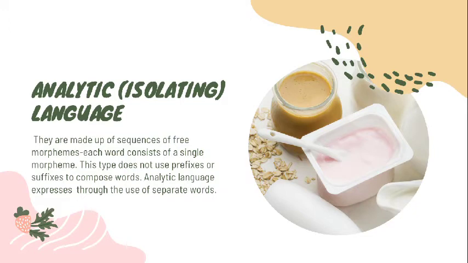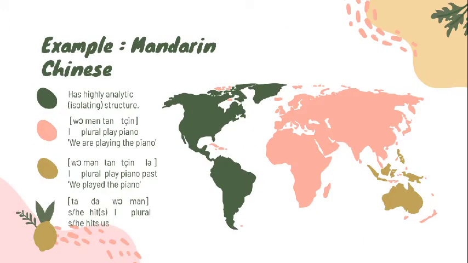We're gonna move to the first type. This is analytic language, also known as isolating language. They are made up of a sequence of free morphemes. Each word consists of a single morpheme. This type doesn't use prefixes or suffixes to compose words. Analytic language expresses through the use of separate words. Here I want to show you an example of this type. The example is Mandarin Chinese.